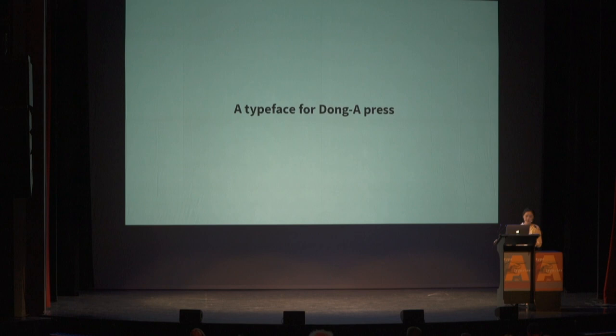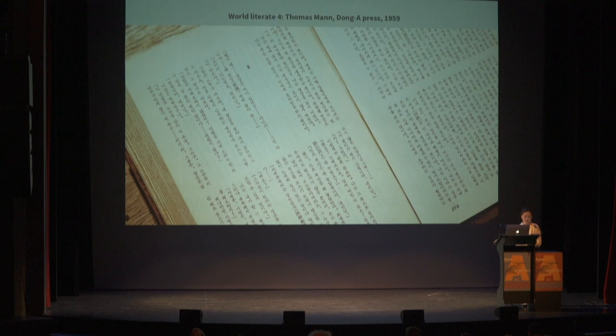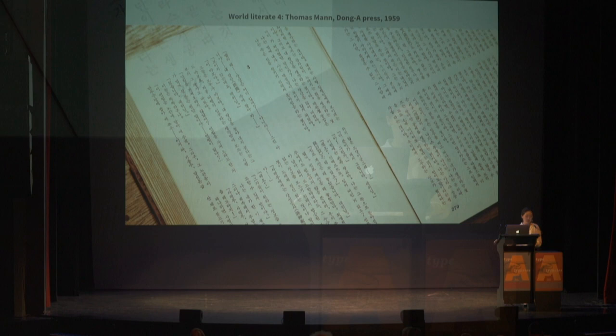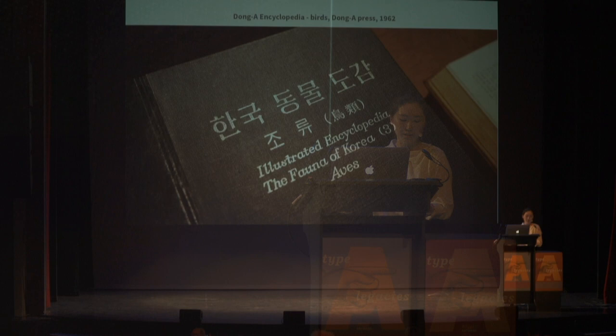Here, I want to show Choi's work, which I found. His first work was a typeface for Donghua Press, which was released in 1957. It was designed for metal type using the Benton pantograph machine. Donghua Press published a collection of world literature and an encyclopedia, and they became a major publisher with a reputation for high-quality type and highly legible printing.